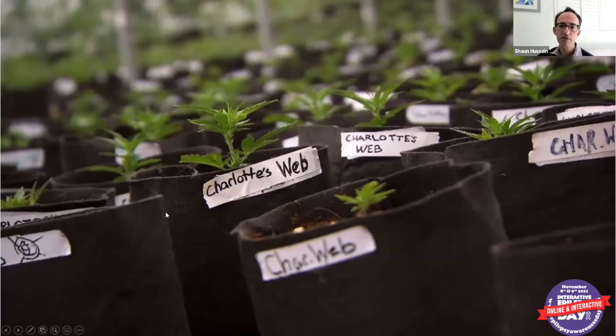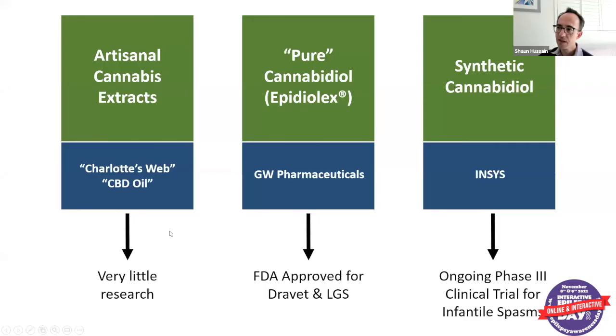And no modern discussion of infantile spasms is complete without a discussion of cannabidiol. And a lot of people watching this have already heard of Charlotte's Web. And when we think about cannabinoids, we kind of group them in 3 groups. So there are what we might call artisanal cannabis extracts, and these are things like Charlotte's Web or CBD oils. And these are whole plant extracts from plants that are bred to have a lot of CBD, a lot of cannabidiol, and relatively low amounts of THC, which is the psychoactive ingredient of marijuana or of medical marijuana.